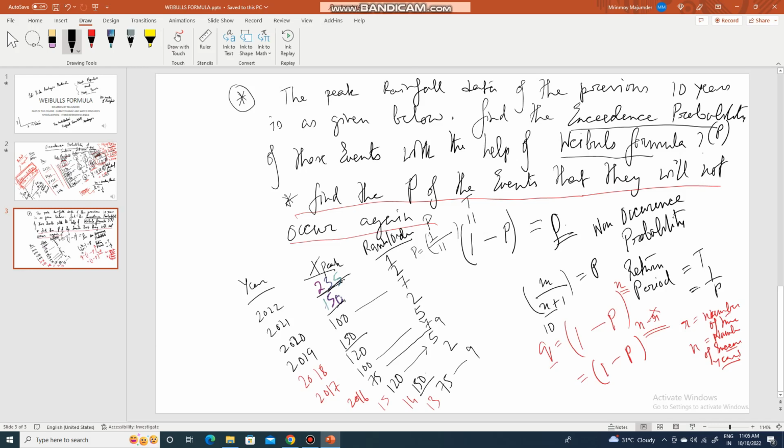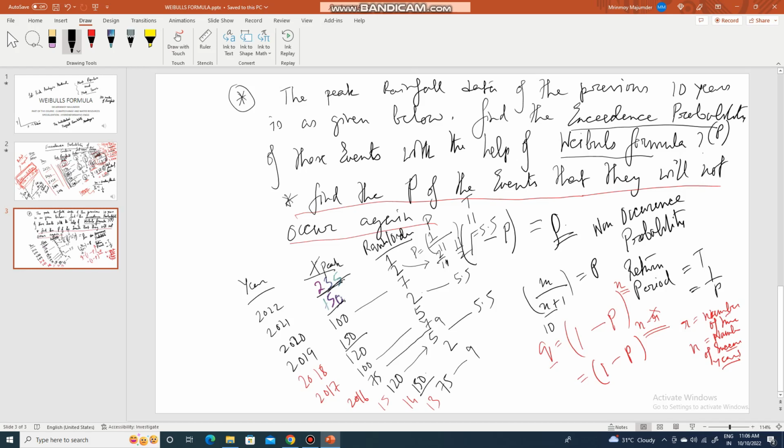Similarly, the next is 2 by 11. The next will be the second highest event, so 2 by 11, correct. So 2 by 11, the return period will be 11 by 2. So this will be around 5.5. And all the events that are in the second position will have the return period of 5.5. Correct.